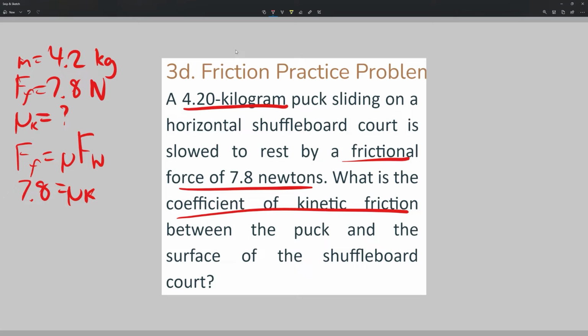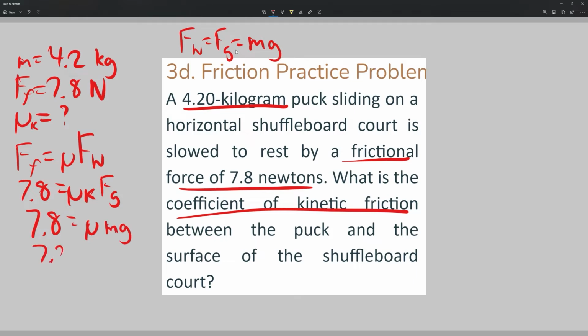And so your normal force is equal to your force of gravity. That's something you have to remember. What is it equal to actually? mg, right? So it's equal to mg. So you have 7.8 is equal to mu, Fg is mg.